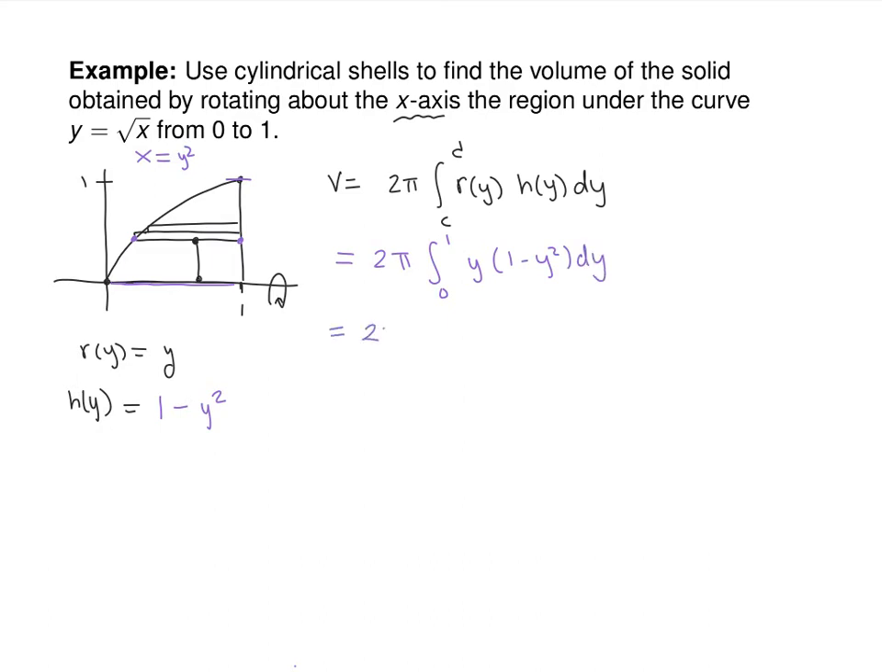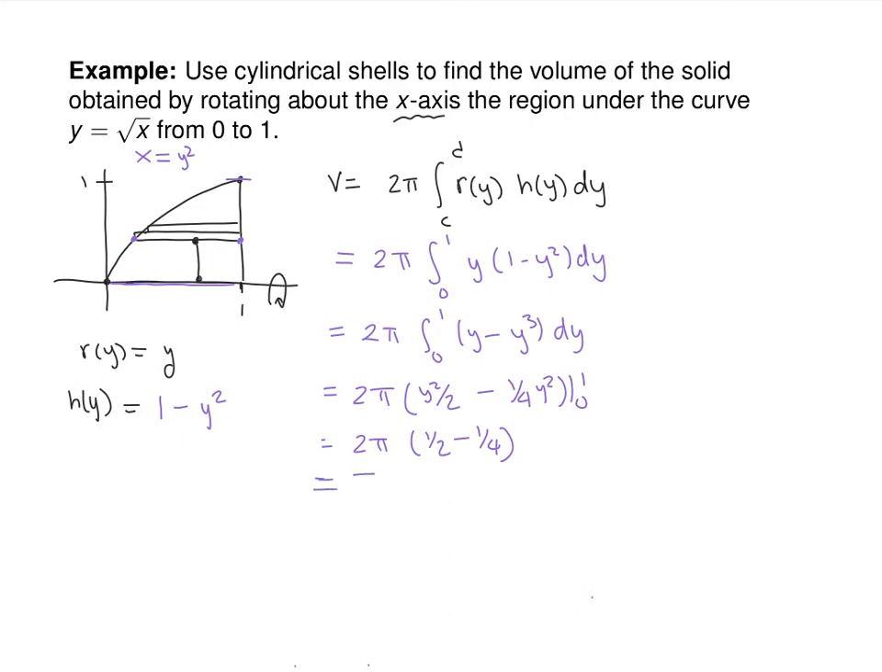So that's 2 pi integral 0 to 1 y minus y cubed, or 2 pi times y squared over 2 minus 1/4 y to the fourth from 0 to 1, or 2 pi times 1/2 minus 1/4, and 1/2 minus 1/4 is 1/4, and 1/4 times 2 makes 1/2 again. So your final answer is pi over 2. So that was the shell way.